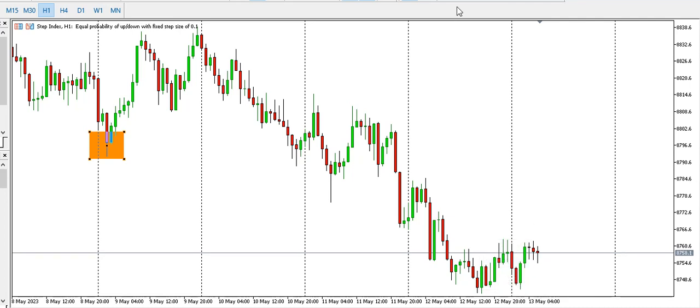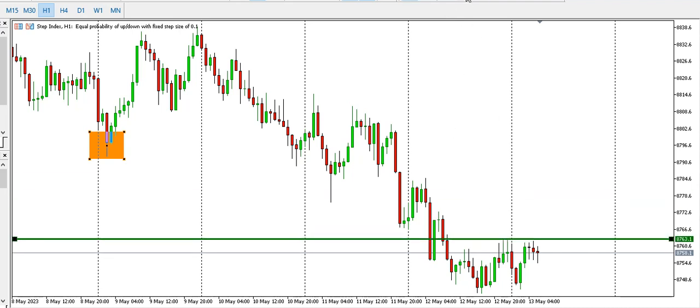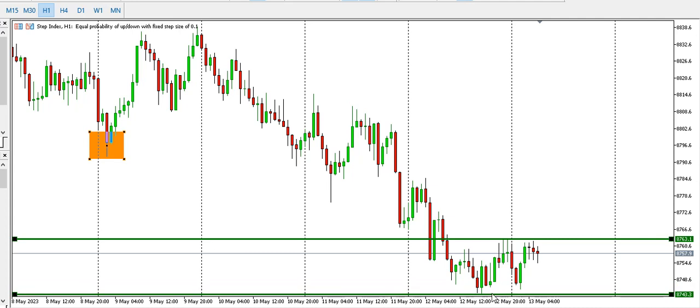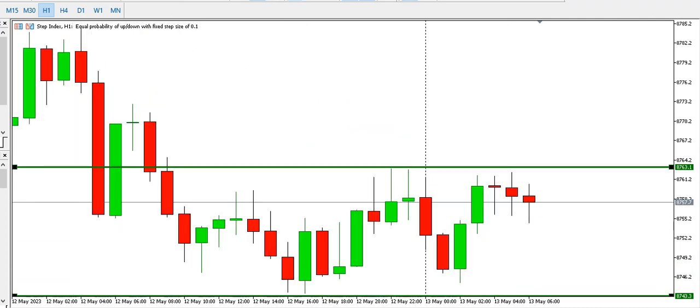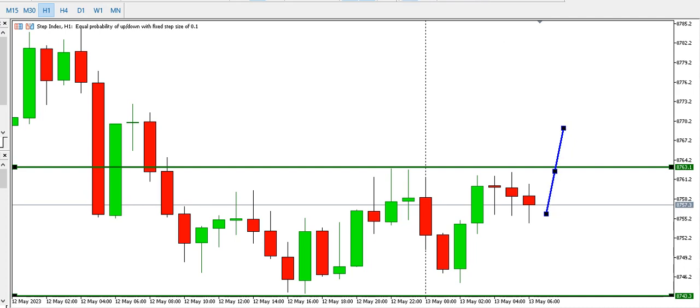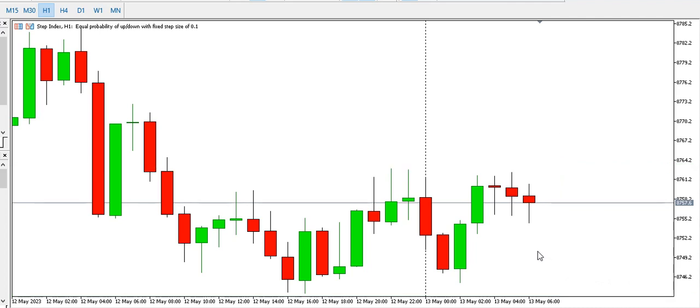But this is a range on the 1 hour time frame, where the buyers and the sellers are happy with one another until we have a range breakout. The range breakout might happen here, or price might just come here and descend. So that's that on the 1 hour time frame.